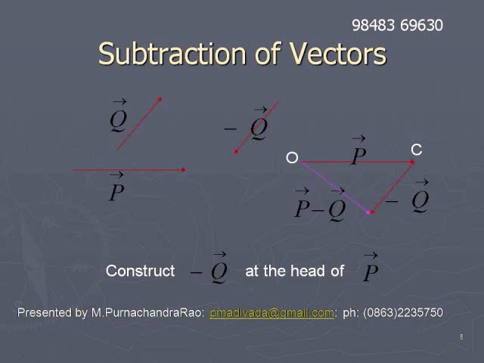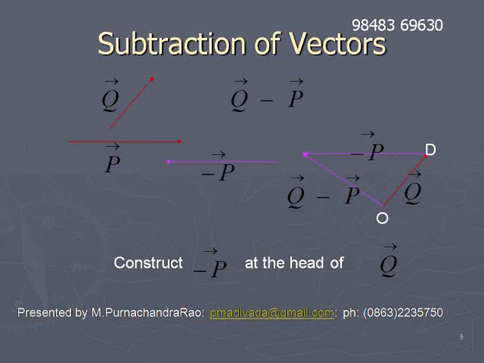At C, construct the minus q bar vector. Construct the vector minus q bar at the point C, at the head of p bar. Then join the origin of p bar, the tail of p bar, to the head of minus q bar. Then we will get p bar minus q bar. So it is nothing but adding minus q bar to p bar.